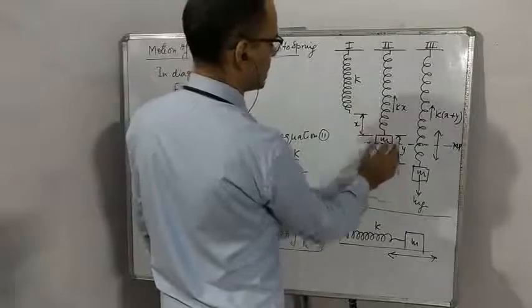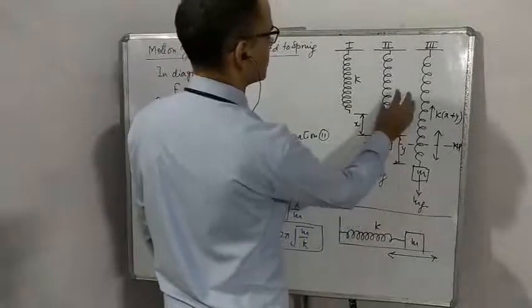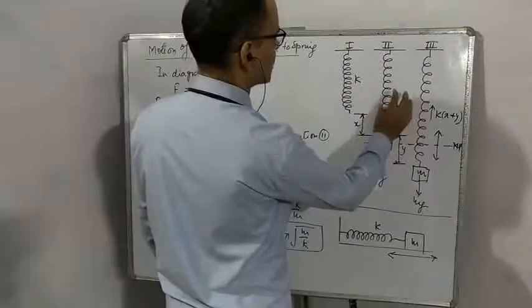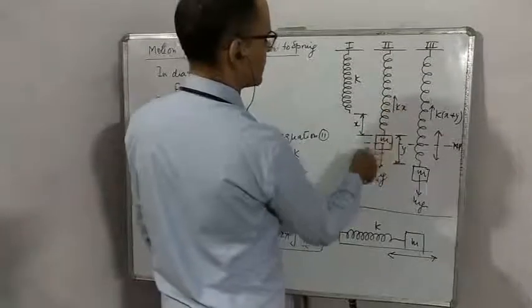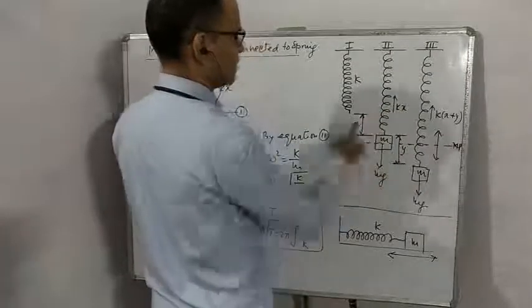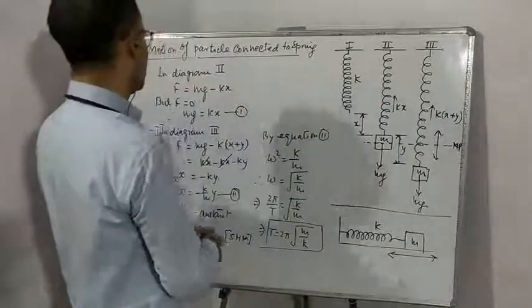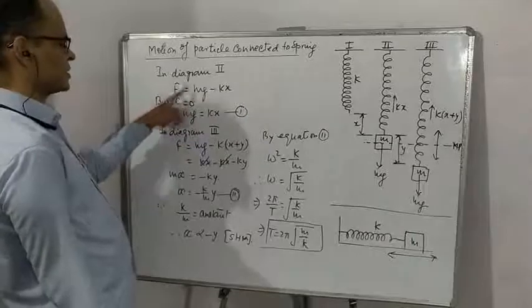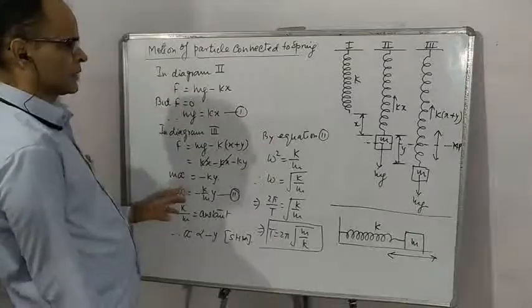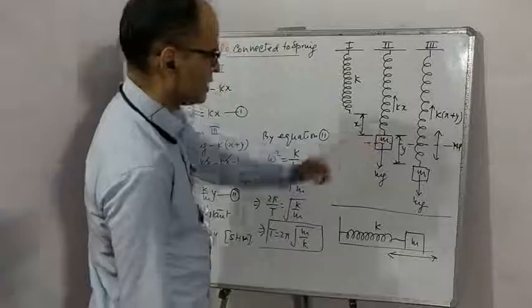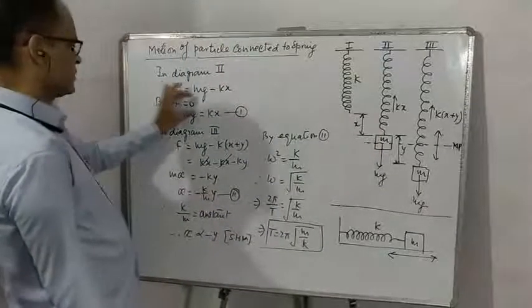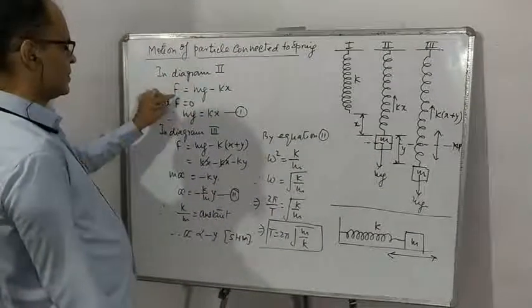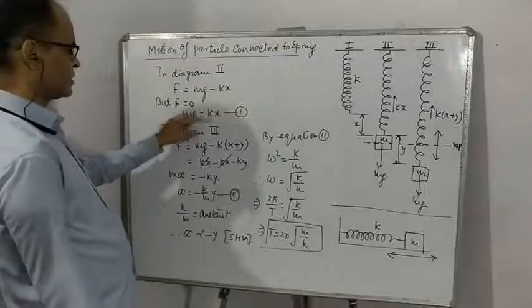It means the particle is in equilibrium. Equilibrium means the downward force is equal to the upward force, that is, the resultant force on this particle is 0. So in diagram 2, suppose the resultant force F is equal to mg minus kx, but the particle is in equilibrium, so F is equal to 0. By putting 0 here, we get mg is equal to kx.